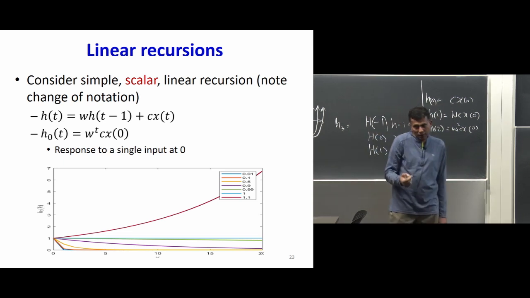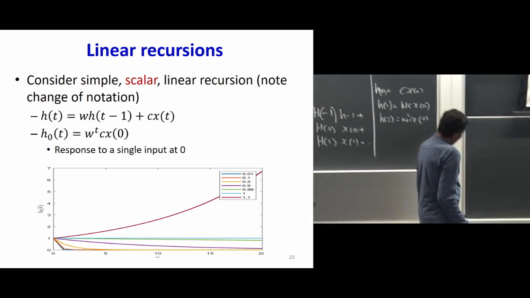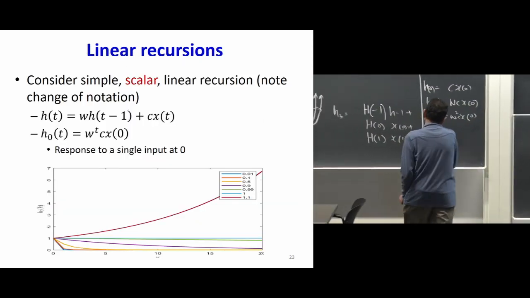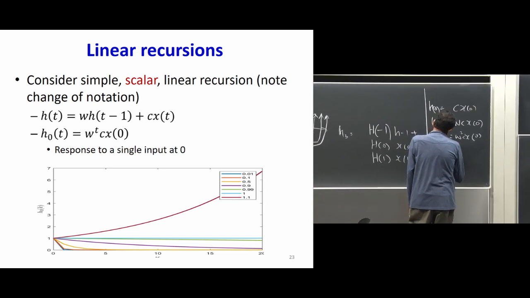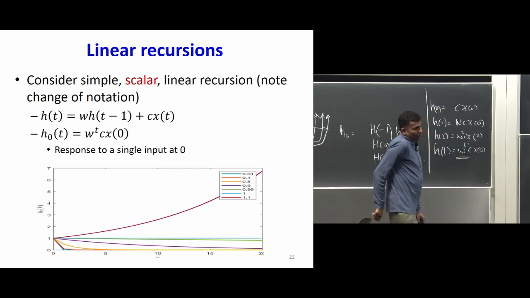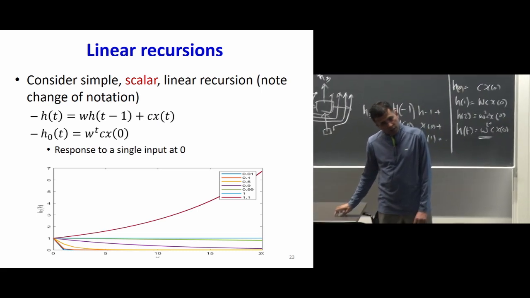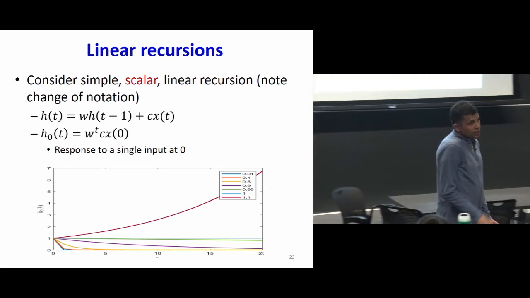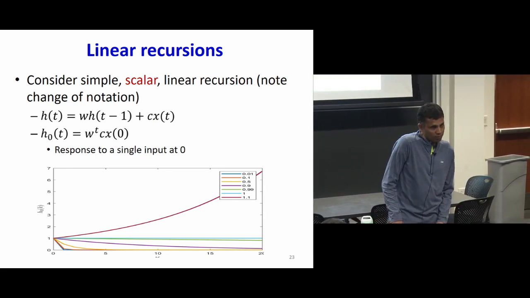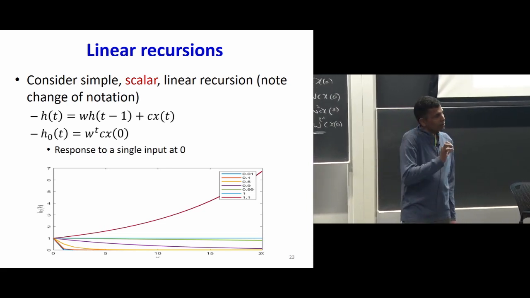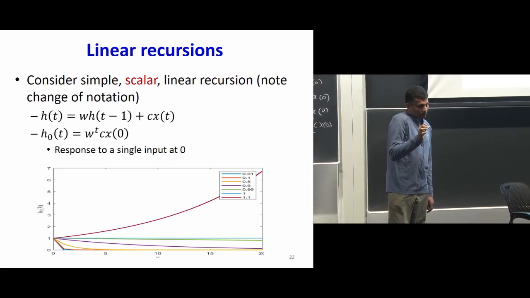So as I keep going down, if all I have is a single input out here, the hidden value at any time in general is going to be W raised to T minus 1 times C times X of 0. So this is all I really need to look at. The entire response is governed by W, right? So what happens for different values of W? Assume that the entire thing is scalar for now. Right, so my input is scalar, my system is scalar, we're looking at scalar recursions. So now in that case, W is just a single number.